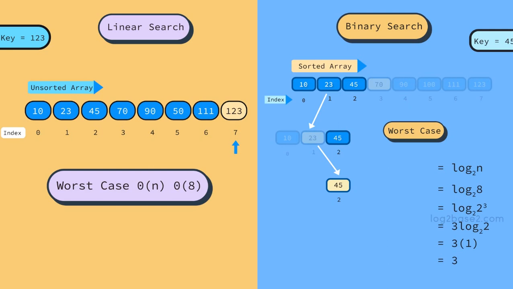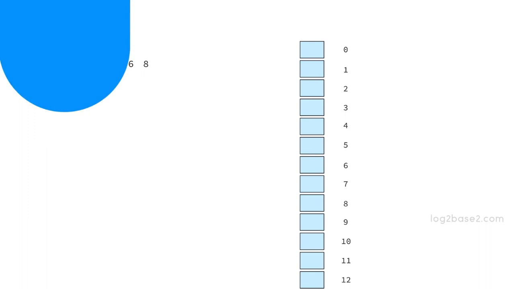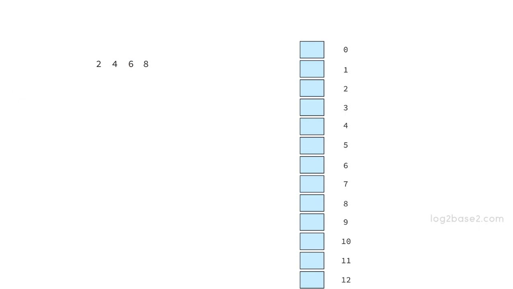Now the question is, can we improve the time complexity even further? Can we search an element in order of 1 time? The answer is yes, we can. We can do it using hashing. Let us take a hash table of size n and the elements 2, 4, 6 and 8.